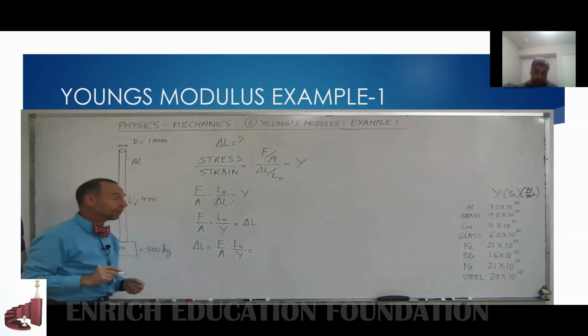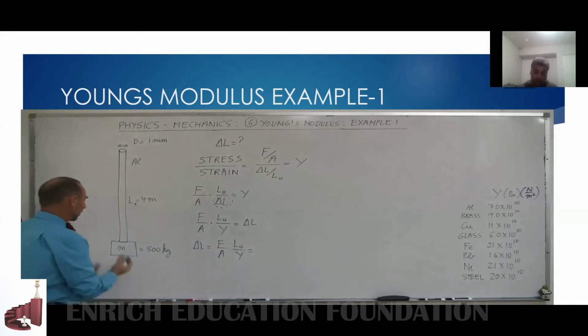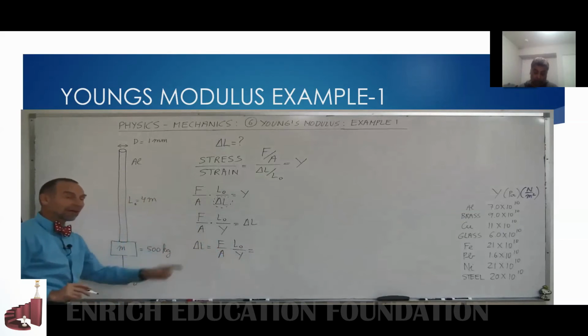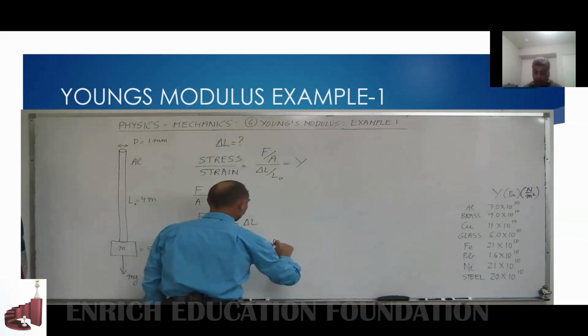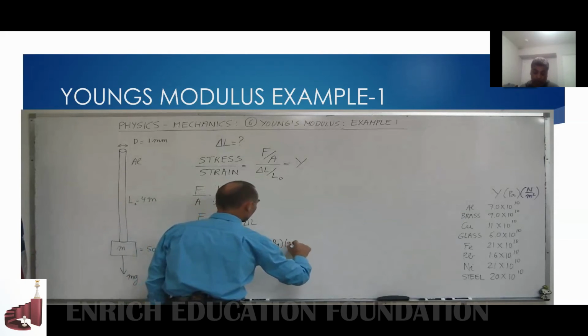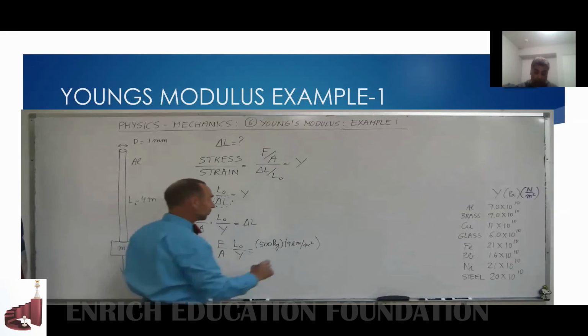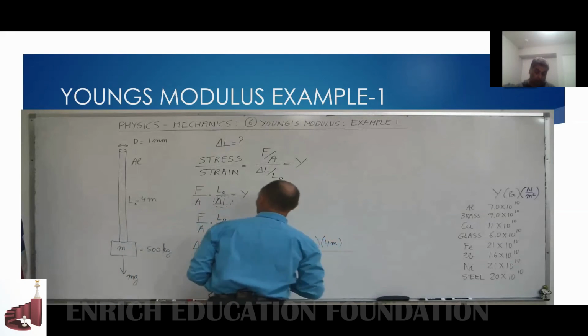And now let's go ahead and plug in the values. What is the force? Well, it turns out if you hang a mass from a wire like that, the force of gravity will be m times g, so we have to have m times g for the force. So that would be a mass of 500 kilograms times a g of 9.8 meters per second squared. The original length was given to us as 4 meters. Divide the whole thing by the cross-sectional area.